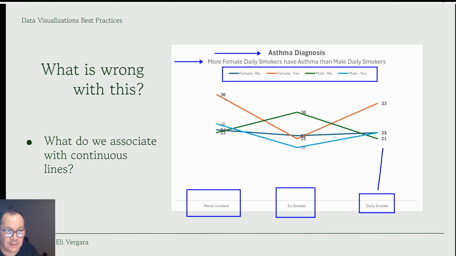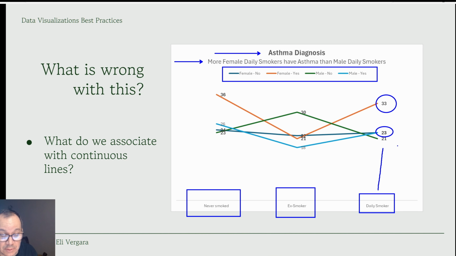So when we follow the lines and we see that this orange one right here is females, and then we follow the line and we see the males is here, we can see that our header and our subtitle are true. More female daily smokers have asthma than male daily smokers. So is there anything wrong with this graph?